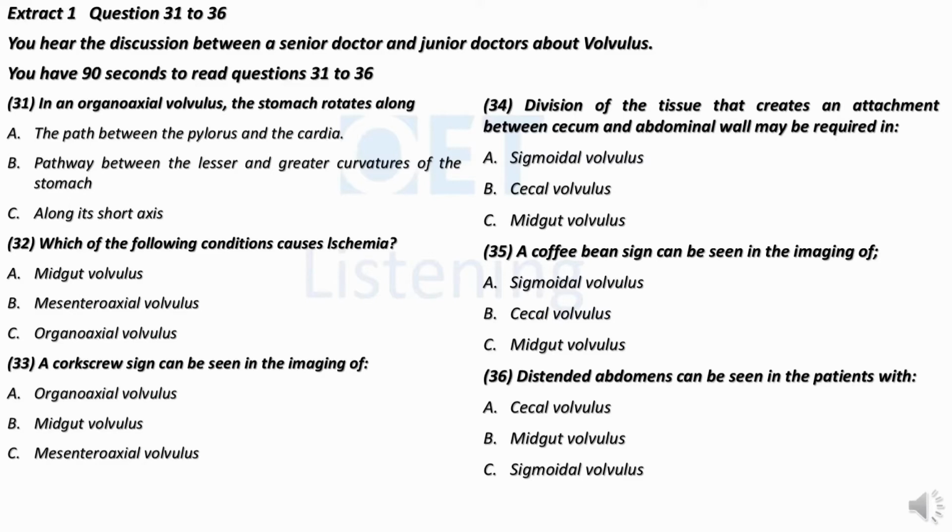Mesenteroaxial volvulus tends to occur very frequently in children. It is the rotation of the stomach along its short axis, that is along the path perpendicular to organoaxial, or the pathway between the lesser and greater curvatures of the stomach.